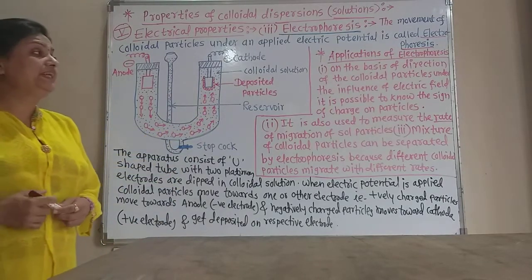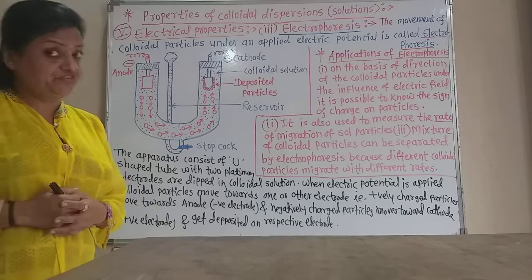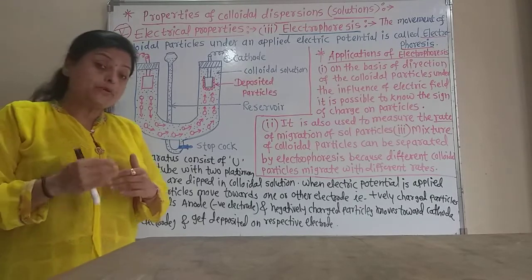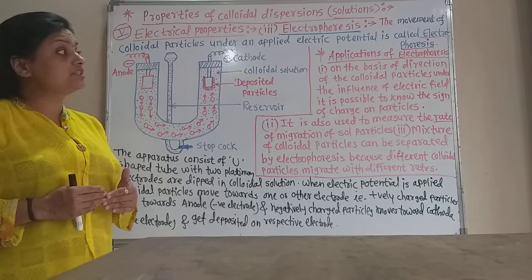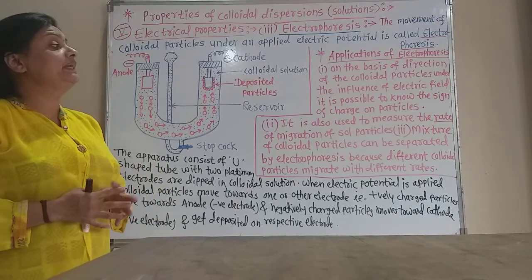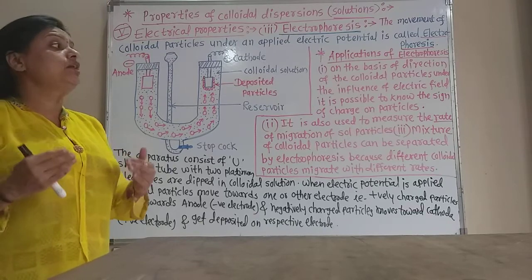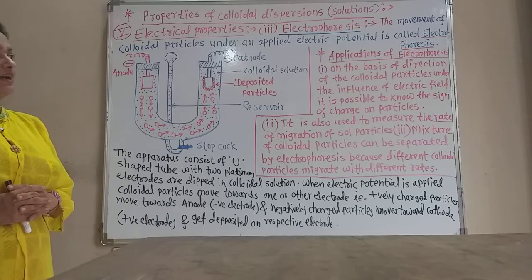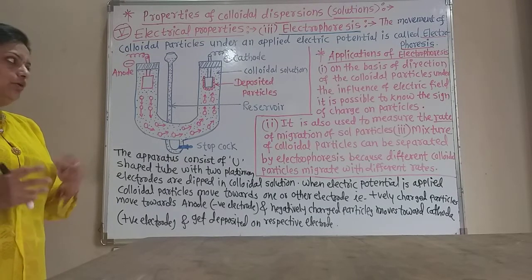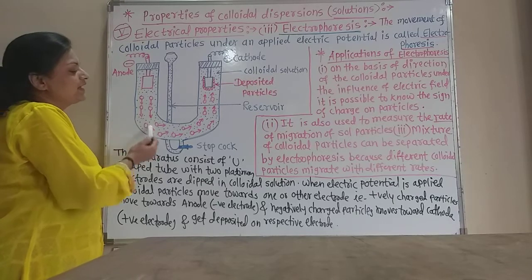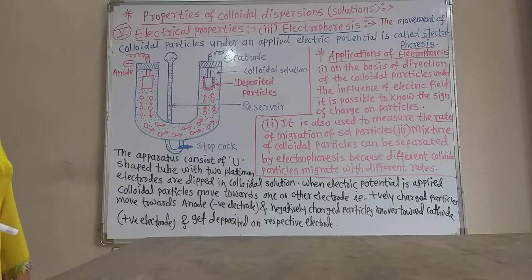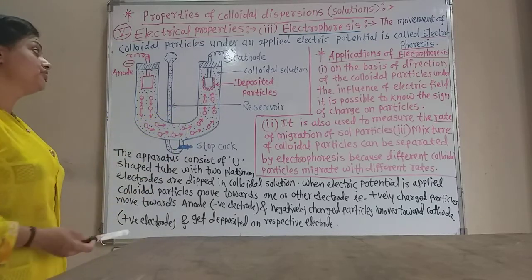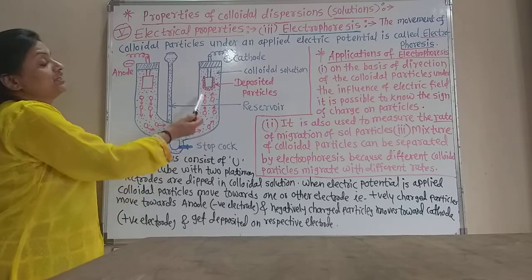Now what are the applications of this electrophoresis? That is very important. What is the use of electrophoresis? On the basis of the direction of movement of colloidal particles under the influence of an electric field, it is possible to know the sign of the charge on those particles. Now here we are seeing that this particle migrates toward the positively charged cathode. That means, as the cathode carries the positive charge, this particle must have the negative charge.